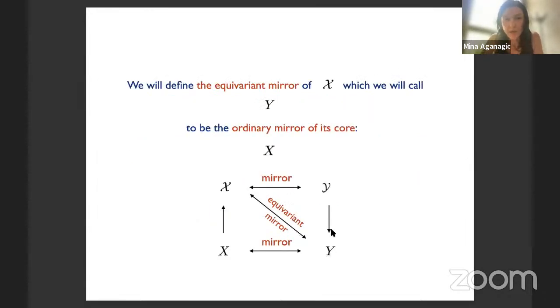We'll define the equivariant mirror of our original X. So we'll call the original X the big X. We'll call its core the small X. We'll call the equivariant mirror of the big X the ordinary mirror of its core, the ordinary mirror of the small X, which we'll call the small Y. They're small because they have half the dimension.